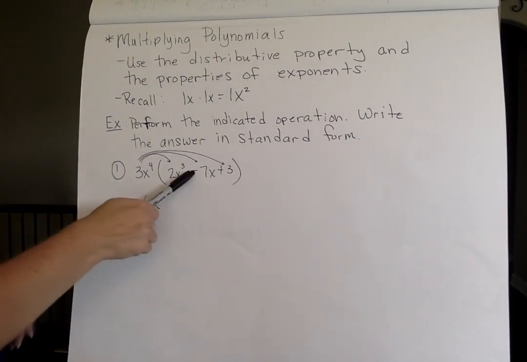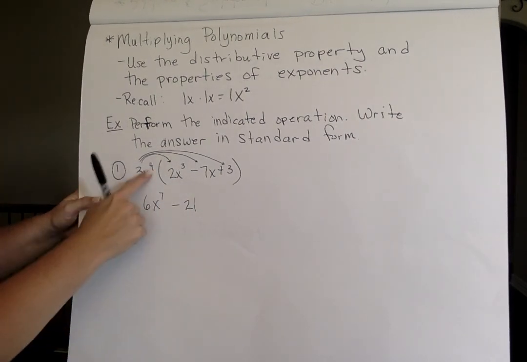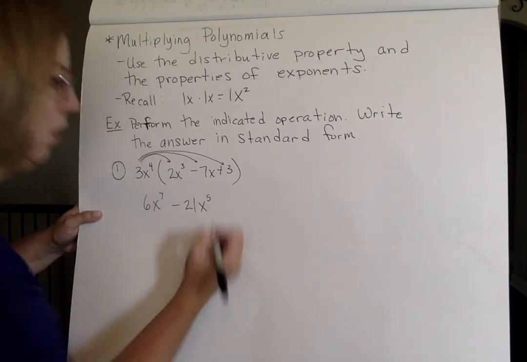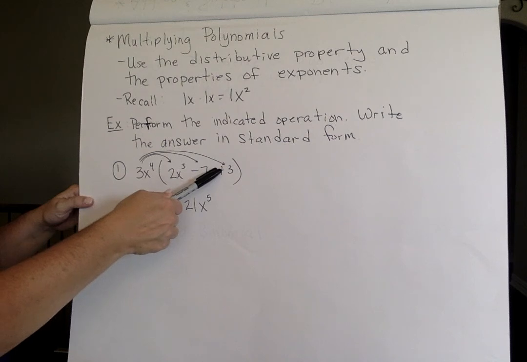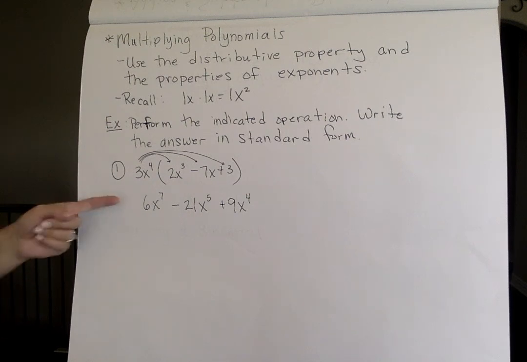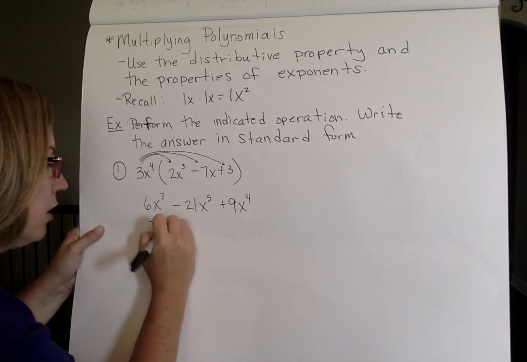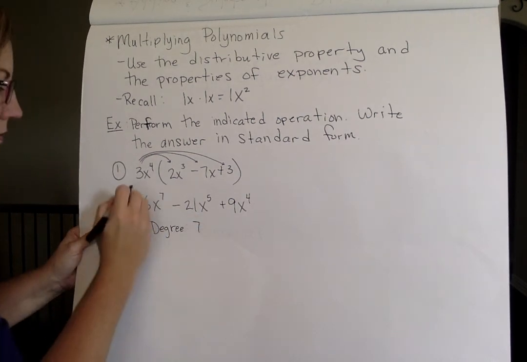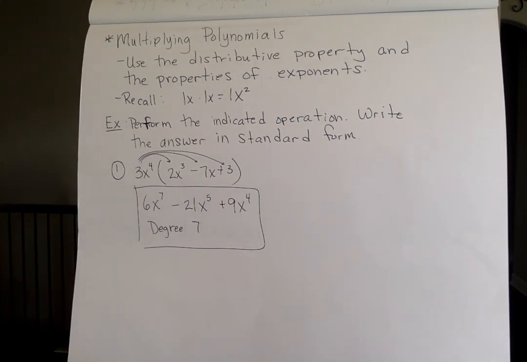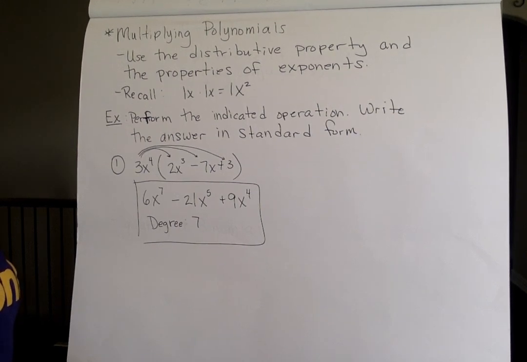3x to the fourth times negative 7x. So 3 times negative 7 is negative 21. X to the fourth times x is x to the 5th. And then 3x to the fourth times positive 3. So 3 times positive 3 is 9. And we have x to the fourth. Again, our polynomial is written in standard form with descending powers of x. And the degree of this polynomial is 7. Okay, I'm going to stop this video there. So you'll need to click on the next video to get the next examples in multiplying polynomials.